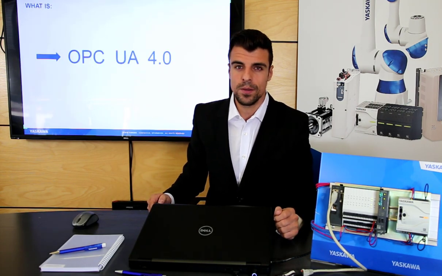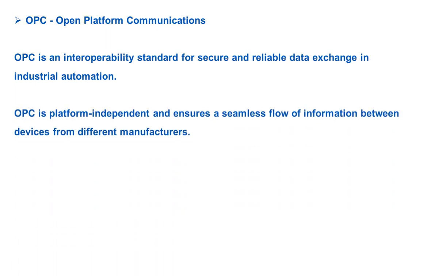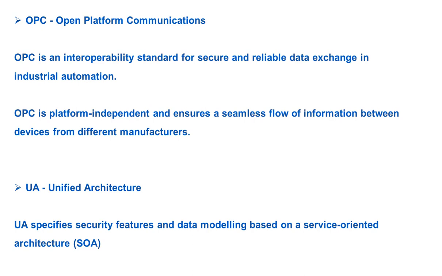What is OPC UA? OPC means Open Platform Communication. OPC is an interoperability standard for secure and reliable data exchange in industrial automation. OPC platform is independent and ensures a seamless flow of information between devices from different manufacturers. UA means Unified Architecture. UA specifies security features and data modeling based on a service-oriented architecture.